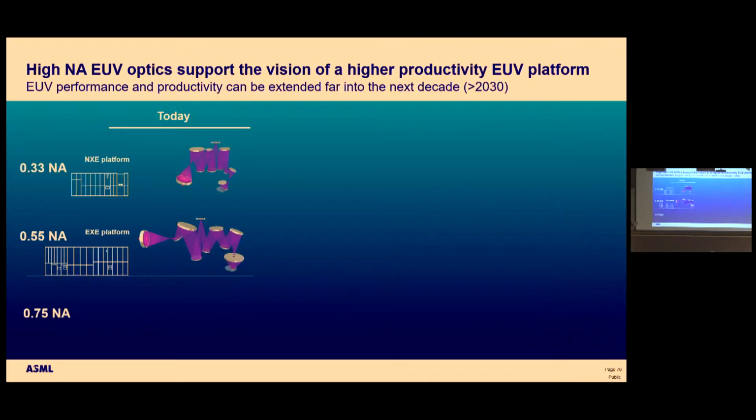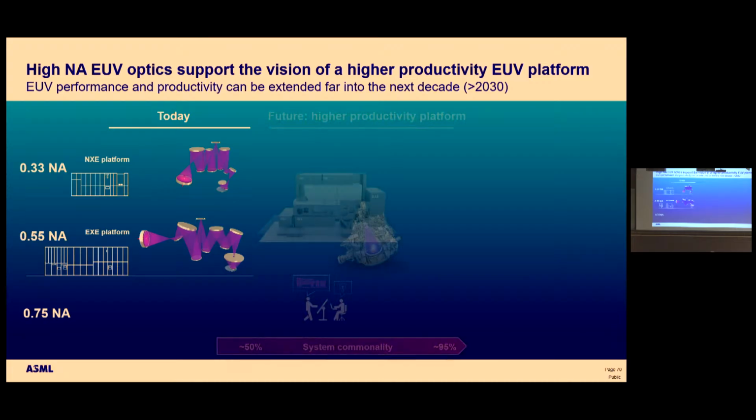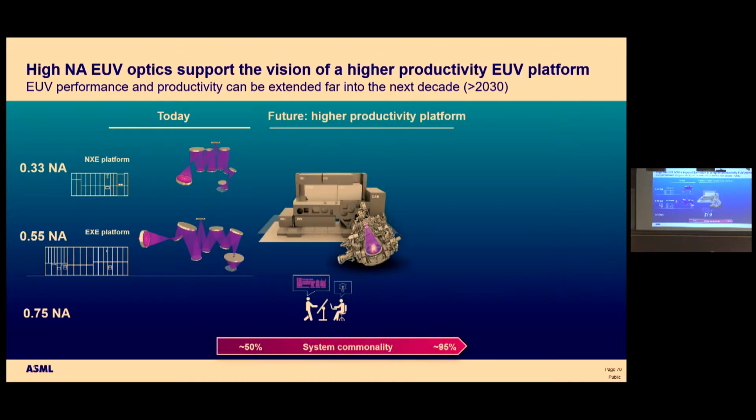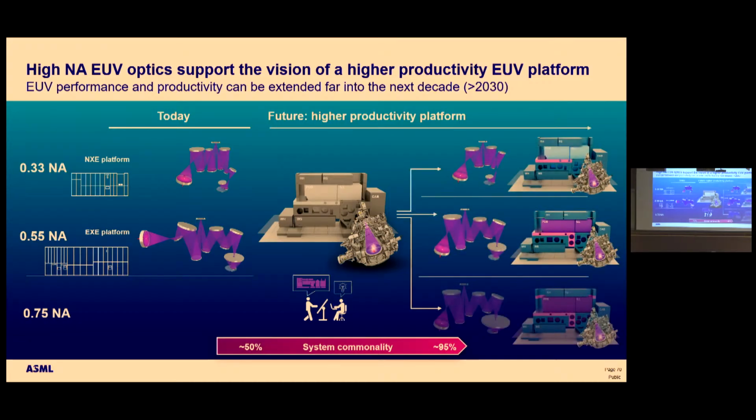Another way of reducing the cost of the system is by having more commonality between EUV, between the 0.33 NA system and the 0.55 NA system. So we have a roadmap on how we can create a more common platform, and we will do that. With also an option to, in the future, start looking at 0.75 NA, for which we already have some prototype designs.